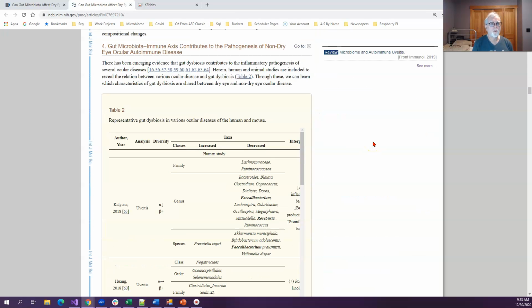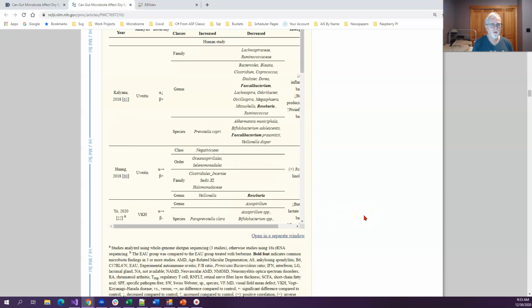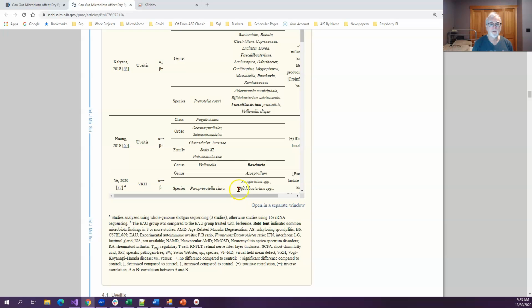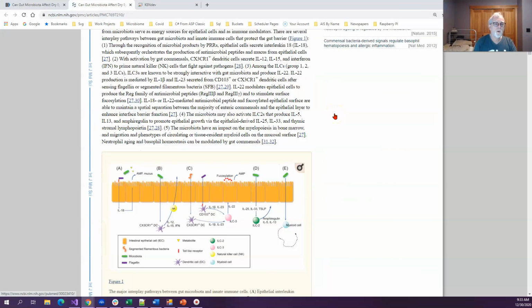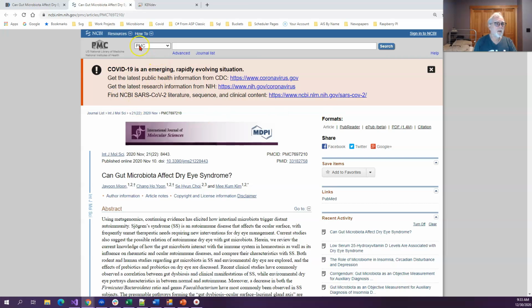Okay, so we have medical conditions, ocular diseases. Here we have eye issues and which bacteria are increased and decreased, and also whether it's a human study or not. All of this is linked over to the PubMed study, so you can go through there. But as you can see, you have to do some wading through technical literature. Sometimes you can find nice, easy charts, which make life easier to work with. So that is basically it.